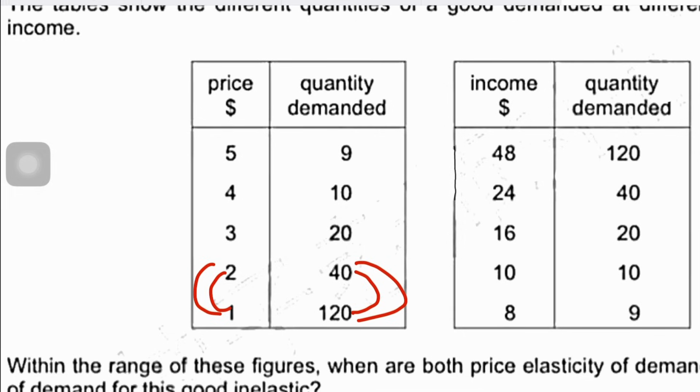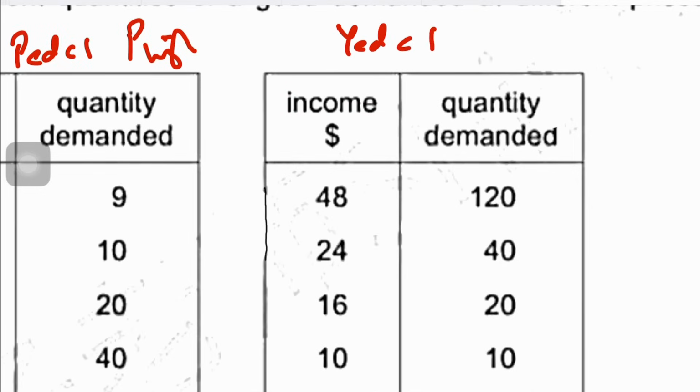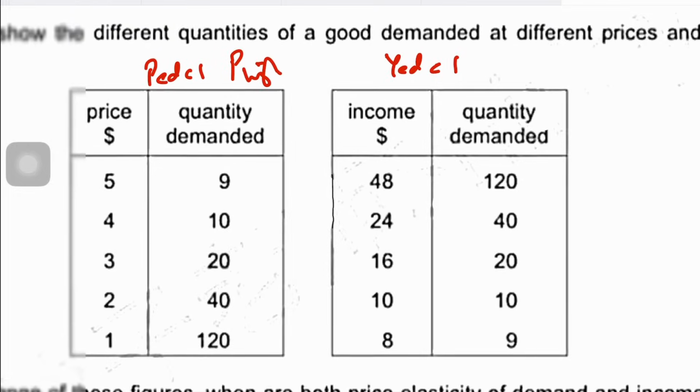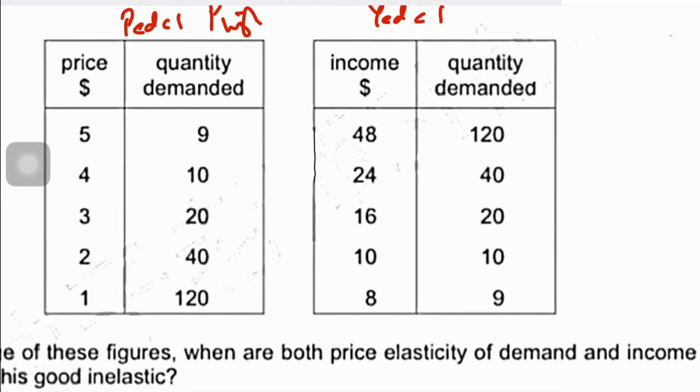So when your prices are high, your PED is inelastic, right? So PED is less than 1 when we're talking about when your prices are high, right? And so if you talk about YED being less than 1, inelastic demand, it would mean that your quantity demanded changes less than proportionally to changes in income.